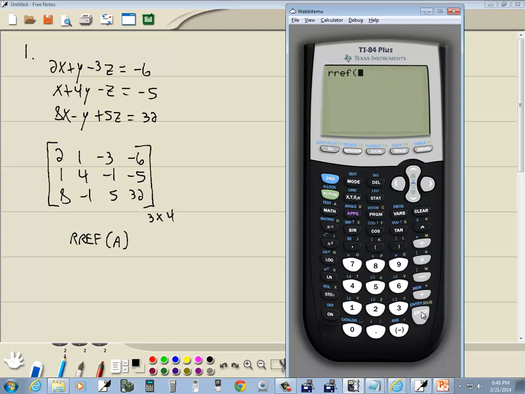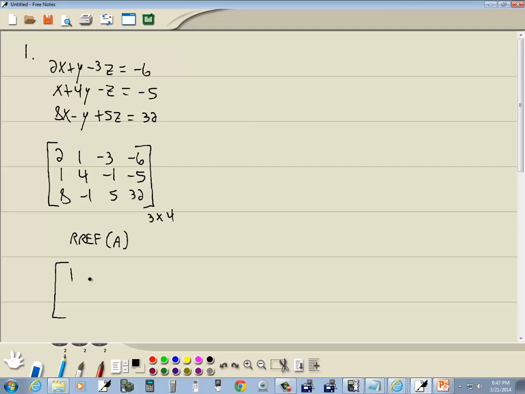So I choose that. Then I'm going to go back in my matrix menu, second x and negative 1, and under name, see how A is already highlighted? So I do an enter on A, and then press enter again. And we get 1, 0, 0, 2, 0, 1, 0, negative 1, 0, 0, 1, 3.